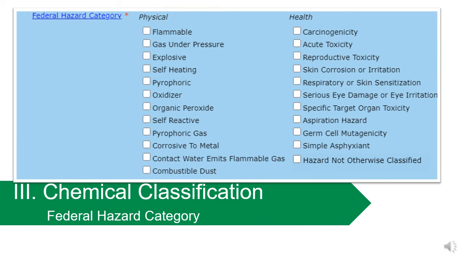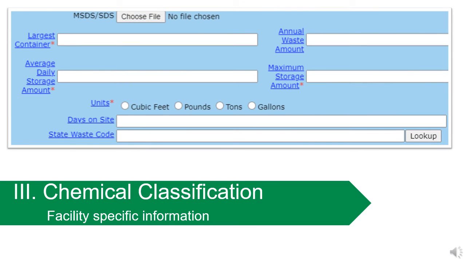For federal hazard categories, find Section 2 of your safety data sheet and mark off the classifications provided. If none, mark hazard not otherwise classified. Provide the numeric value for the largest container and maximum storage amount on site. For the average, you can use half the maximum if that provides the average amount that is typically on site. For units, do not type the words like gallons. Instead, mark the units below. Add days the chemical is typically on site. If on site all days of the year, add 365.